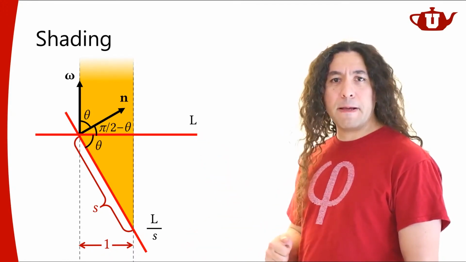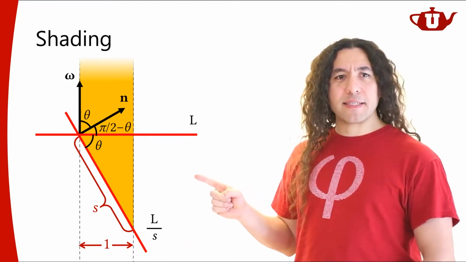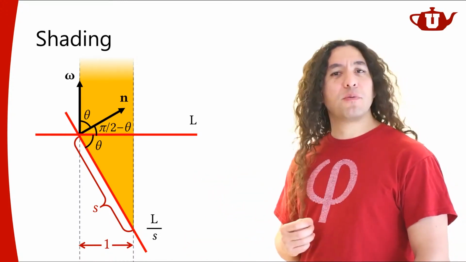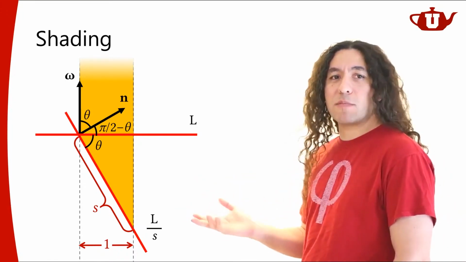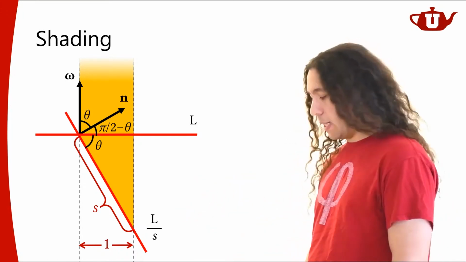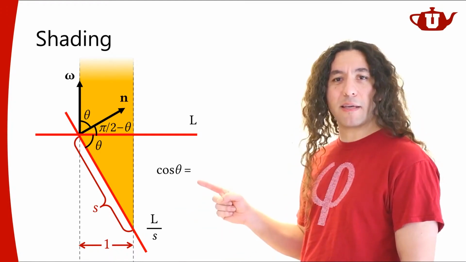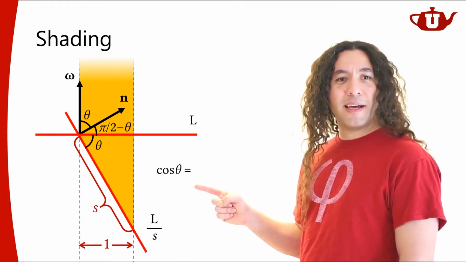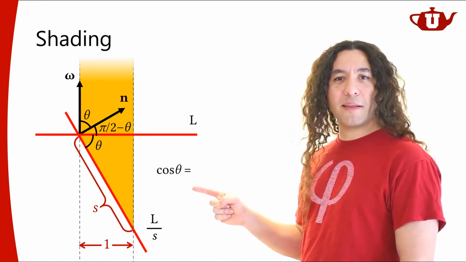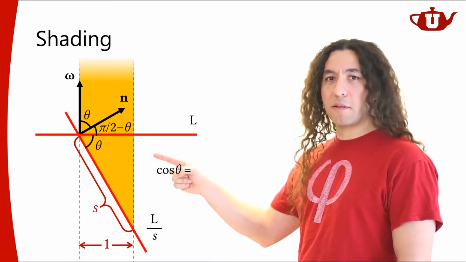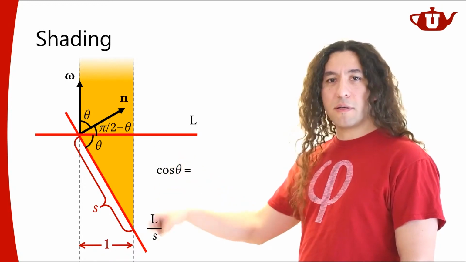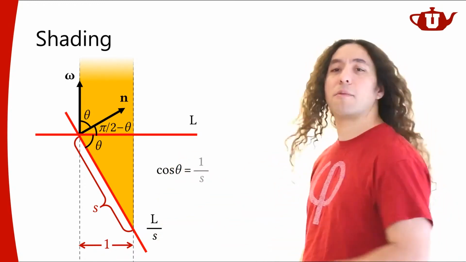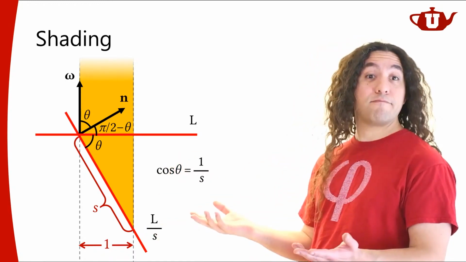Based on this, can I form a relationship that tells me what S might be? Yeah, that's going to be about cosine theta. So what is cosine theta? This is a right triangle, right? So it's going to be this length, which is 1, over the hypotenuse, that's going to be 1 over S. All good?